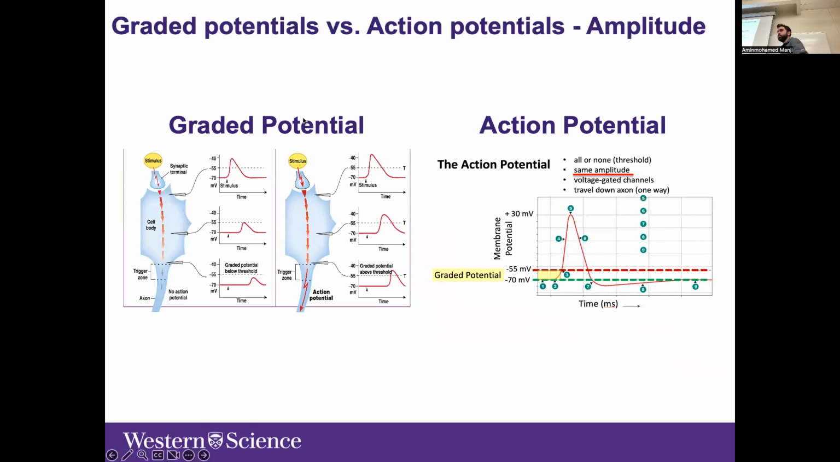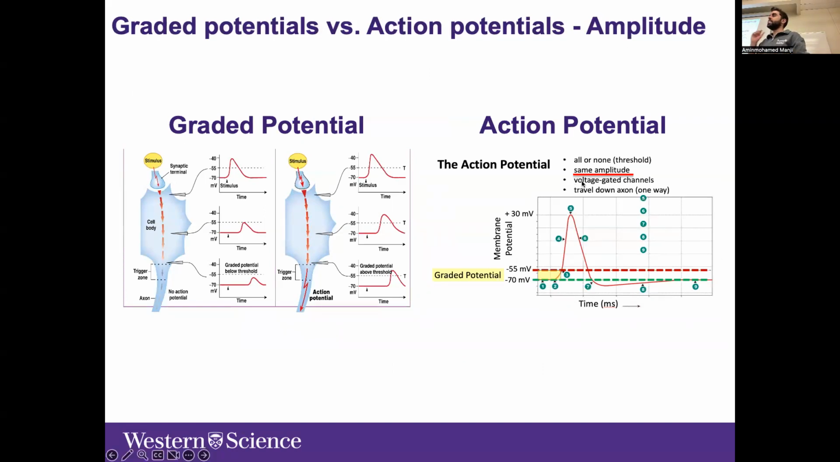Here are some additional differences between graded potentials and action potentials. Action potentials are all or none. You either hit that threshold value and have the action potential, or you do not hit that threshold value and nothing happens. Versus graded potentials can happen to any degree. As long as something is activating it, ions are moving in, that is a graded potential.